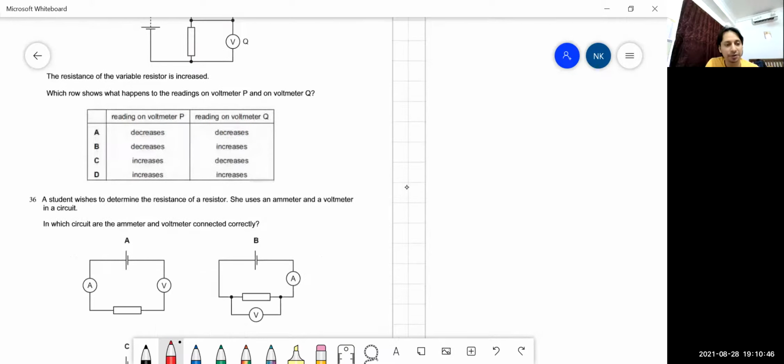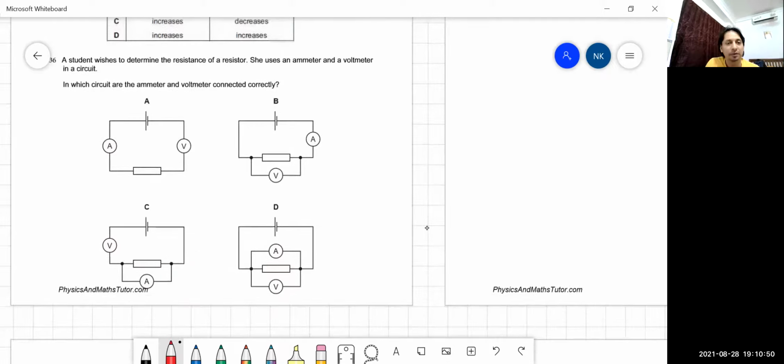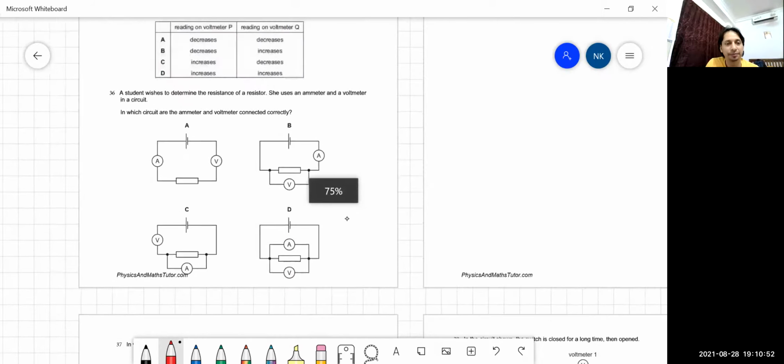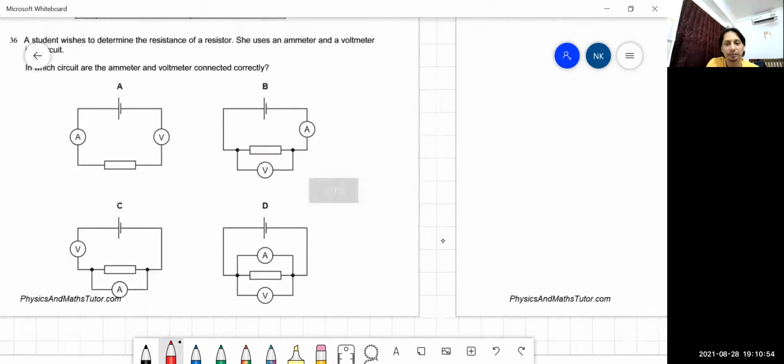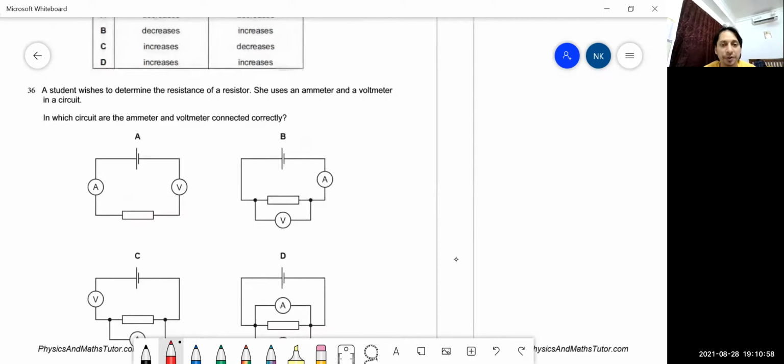Next, we want to discuss question number 36. In question number 36, children, a student wishes to determine the resistance of a resistor, and she uses an ammeter and a voltmeter. In which circuit are the ammeter and voltmeter connected correctly? It's a very simple question. You have to identify how the voltmeter is connected here.